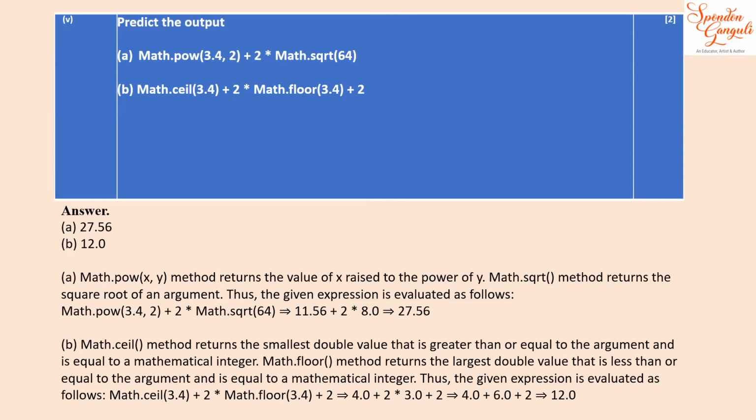You can see the explanation, the working part. Math.pow returns the value x raised to the power y. Thus 3.4 to the power 2, that is the square, becomes 11.56, plus 2 into the square root of 64, which becomes 8.0. So the answer is 27.56. In the second one, Math.ceil(3.4) will give 4.0 and Math.floor(3.4) will give 3.0. Thus the answer is 4.0 plus 2 into 3.0 plus 2, making it 12.0.